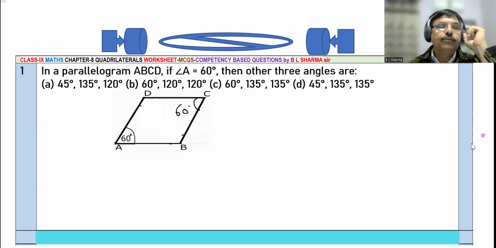We also know that sum of two consecutive interior angles of a parallelogram is 180 degree. So angle A plus angle B is 180 degree. Angle A plus angle D is also 180 degree. This angle A is 60 degree, so angle D will be 120 degree. We also know that opposite angles of a parallelogram are equal. So if angle D is 120 degree, angle B will also be 120 degree. So B is the correct option.